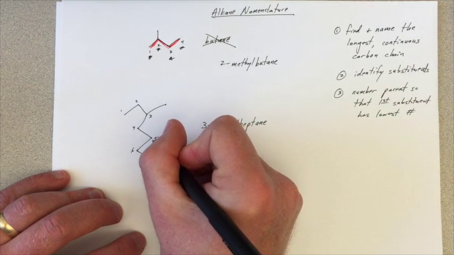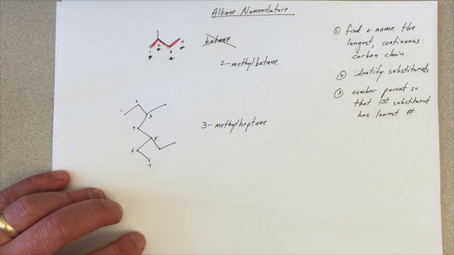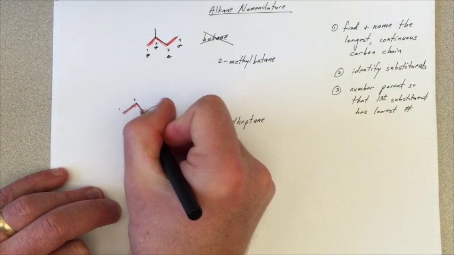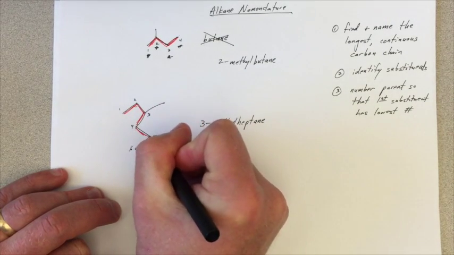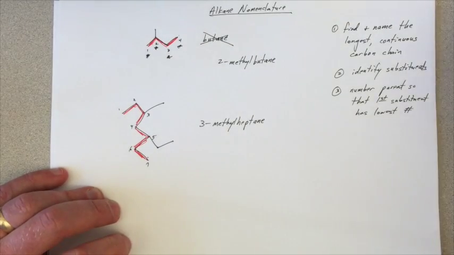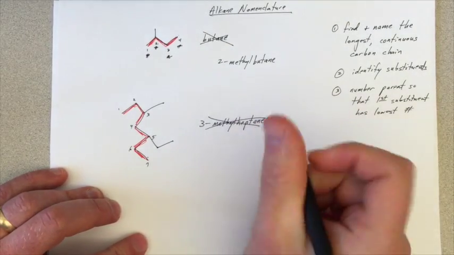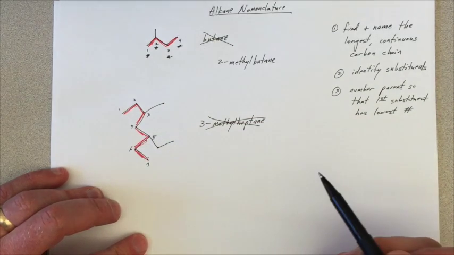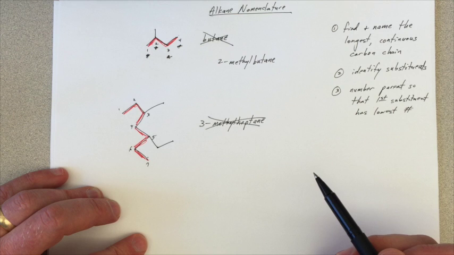Let's add some more substituents to this. Again, a heptane is going to be my longest continuous carbon chain. Maybe I'll just write it out to make things simple. But in this situation, I have my parent chain, that's a heptane, and I have 2 substituents off of it.